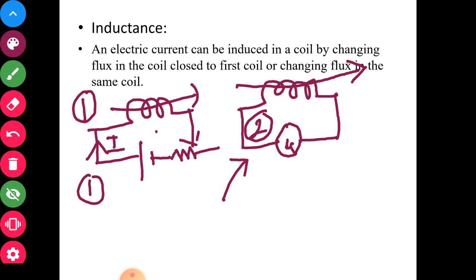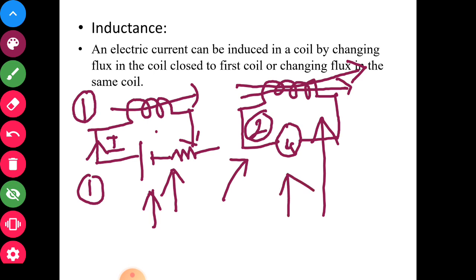Some field lines are associated, but when you change the current in the first, then these field lines associated with the second will also change, and that changes the flux, and because of change in flux the galvanometer shows the deflection. Galvanometer shows the deflection. Why? Because the current will be induced, and this is nothing but mutual inductance. Both the things are discussed in detail, but this is a common understanding.